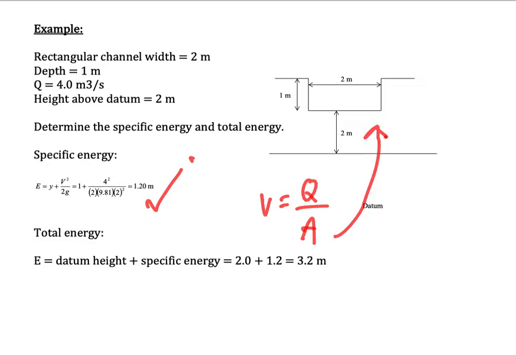To calculate the total energy, we need to calculate from the bottom datum here. The specific energy is 1.2, and then we add an extra 2 meters, so the total energy becomes 3.2 meters.